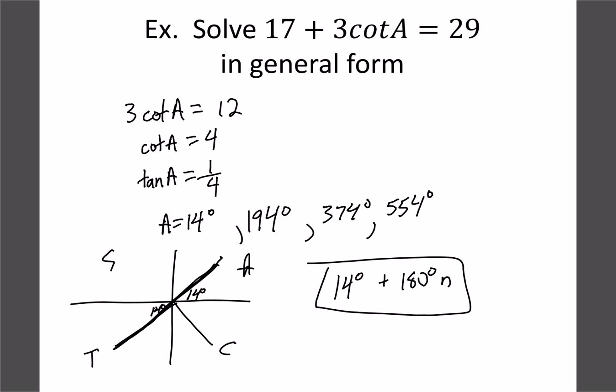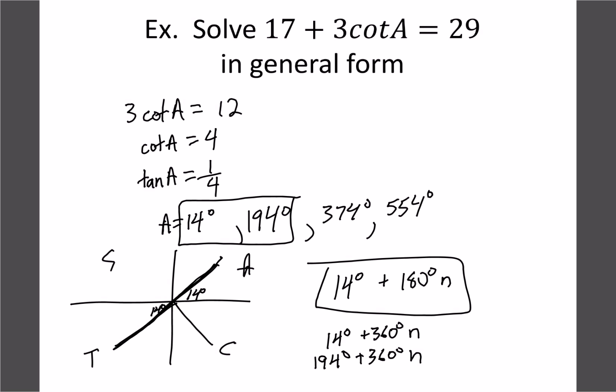Quite often when you do this, the two angles that you solve for won't be easy multiples like they were in this case. So what you might have to do is write it as 14 degrees plus 360 n, and then have a second solution of 194 plus 360 n. So quite often you get two different general solutions, but because in this case they were straight across from each other, we can just simply add 180. We don't have to do the 360 for each.